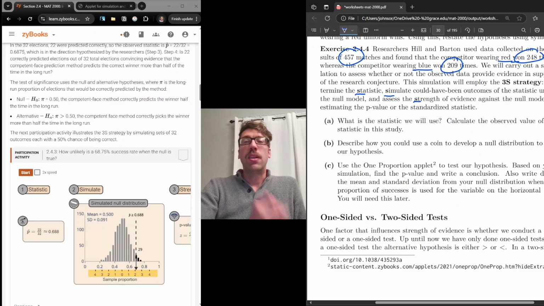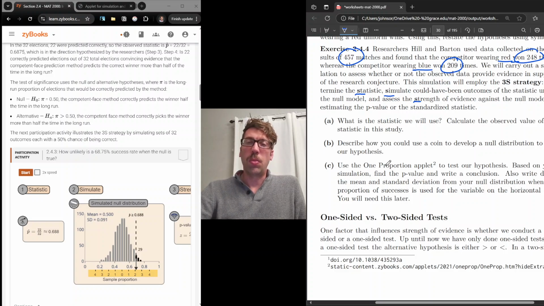Now describe how you could use a coin to develop a null distribution to test our hypothesis. In that case, you need to give me enough details of what you're doing with the coin flip, similar to other homework problems that you've been assigned, or other reading things we were assigned that did that sort of thing.